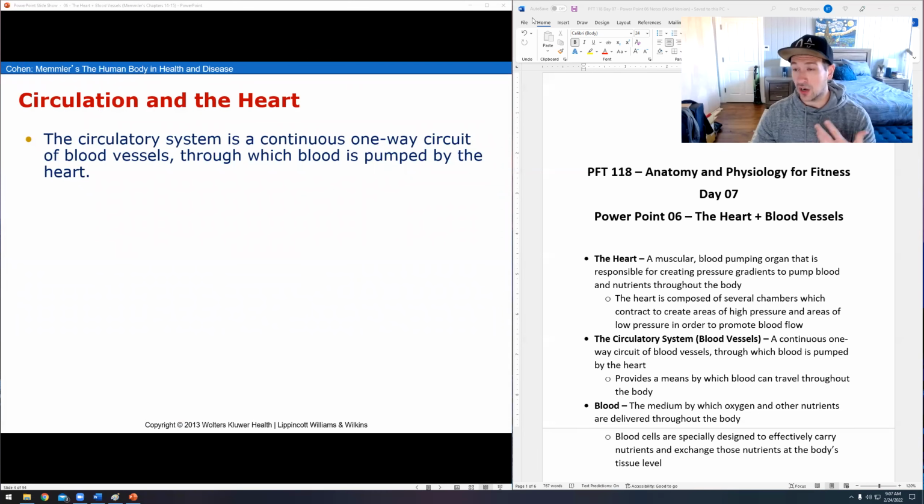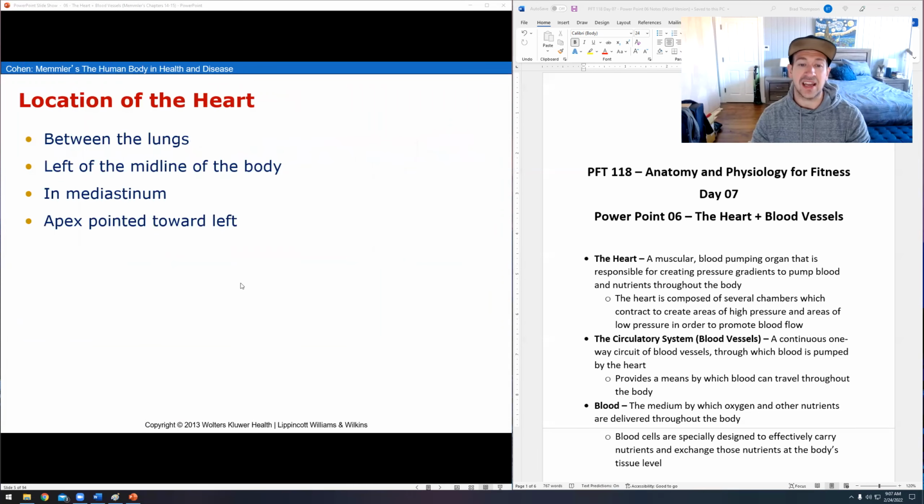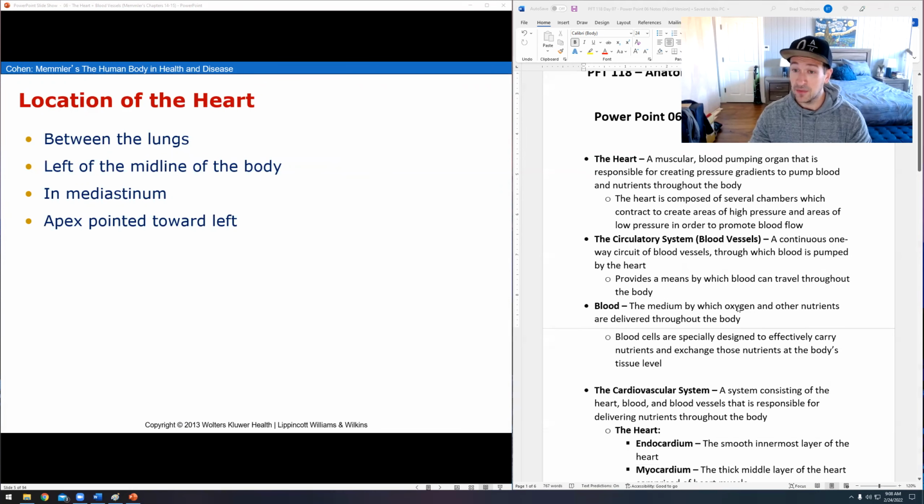So we love our closed vascular system because, like I said, we are able to create areas of high pressure and areas of low pressure using that, which makes us really good at pumping body temperature, chemicals, and oxygen throughout the body really easily. So the heart is what powers this entire system.